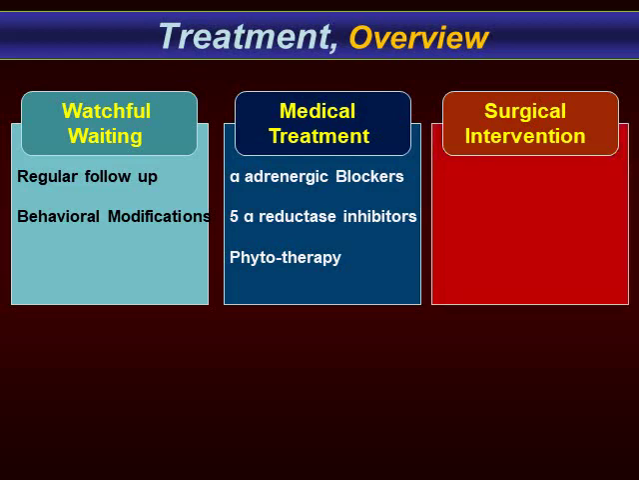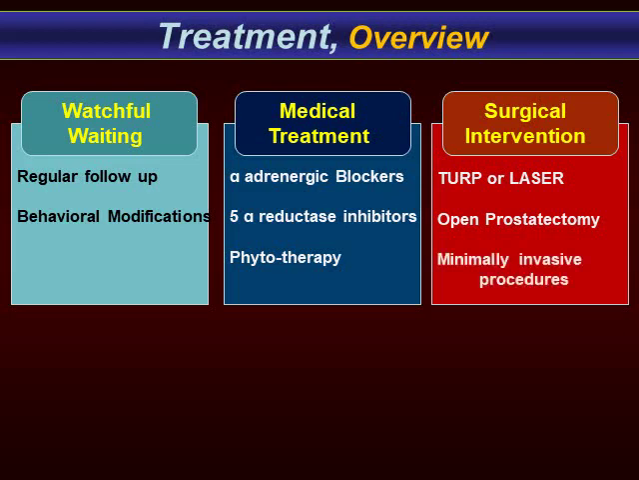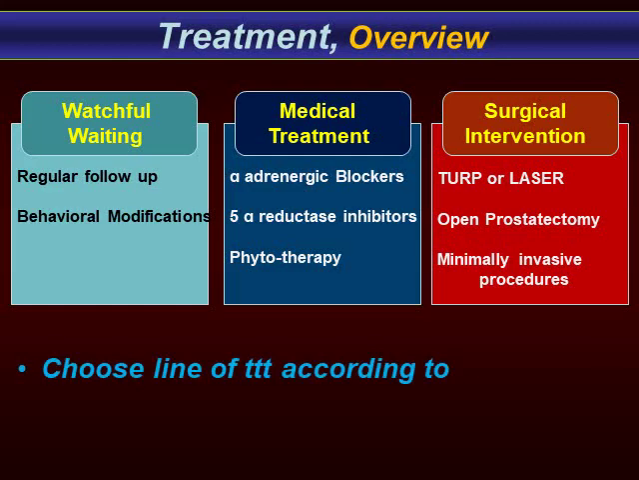Surgical intervention, if surgery is required to remove the prostate, I have also several options. TURP, which is transurethral resection of the prostate, or laser, or open prostatectomy with traditional surgery. TURP or laser, this is endoscopy, not open surgery. Open prostatectomy is open surgery. We have also a third option, which is minimally invasive procedures.